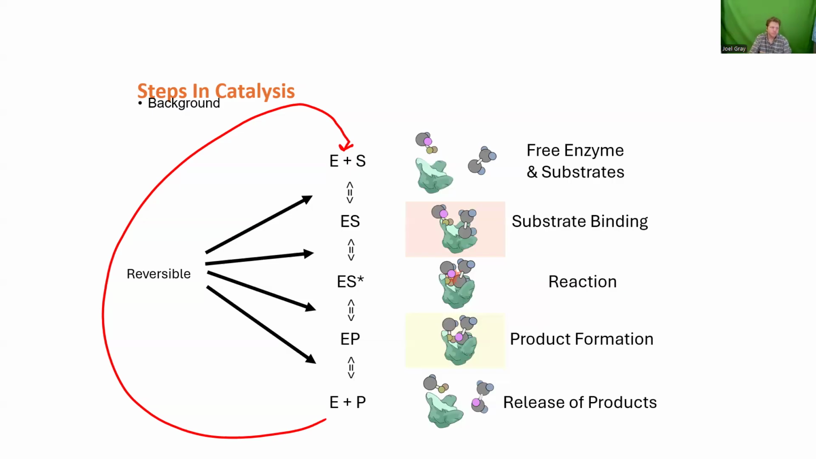Now, next up, this ES complex. That is where our enzyme is bound to our substrate, and EP is where our enzyme is bound to our product. Those two complexes exist. Now, it's pretty common to see a simplified version of this that looks like this: E plus S yields ES and then E plus P.